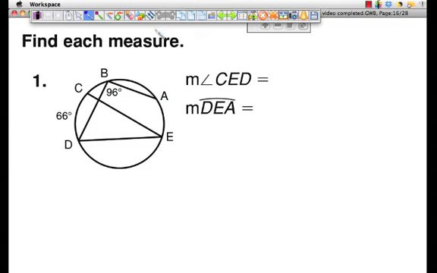First of all, they want us to find angle CED. Angle CED starts here, goes here, and goes here. Since that angle is right on the circle, I know that the angle is half of the arc. So the arc is 66 degrees, the angle is half of that, 33.